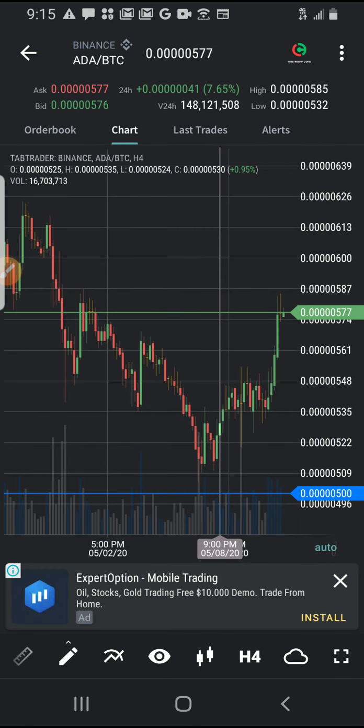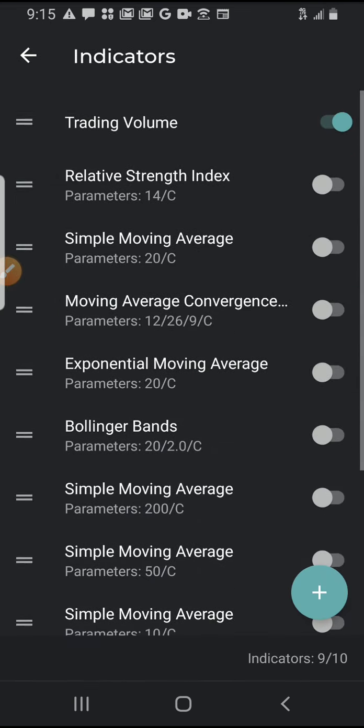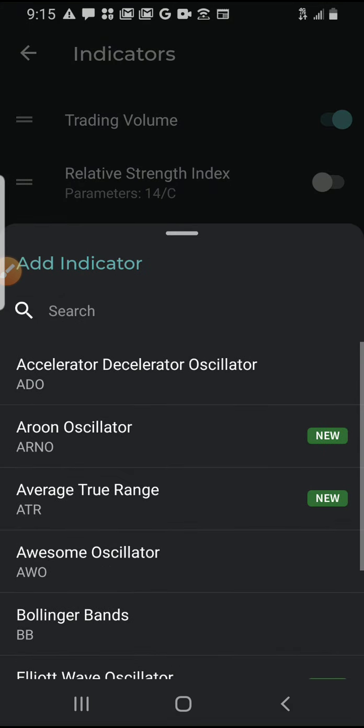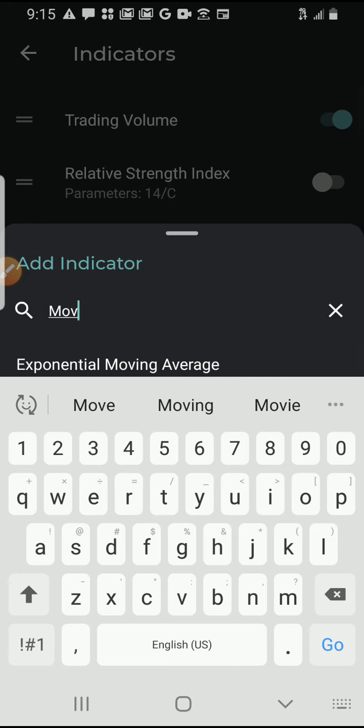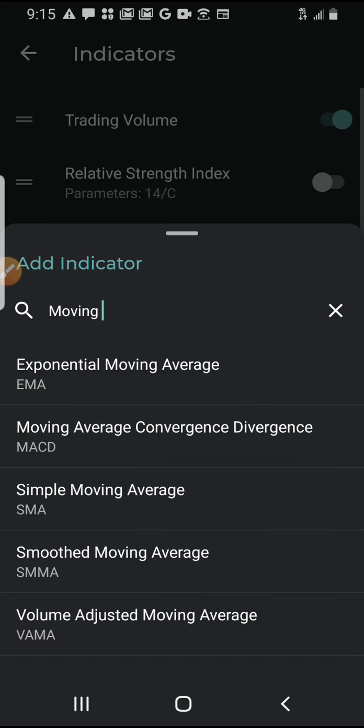Now I want to add, from our indicator topic, something we talked about: moving averages. We already explained what moving averages mean in the documentation. Now we are going to apply it here. How are we going to do that? We click on this, we click on the plus sign, and we search for moving average.